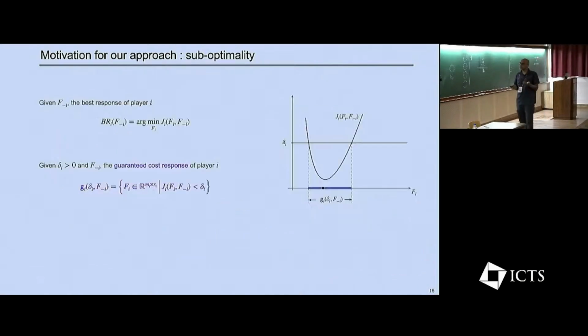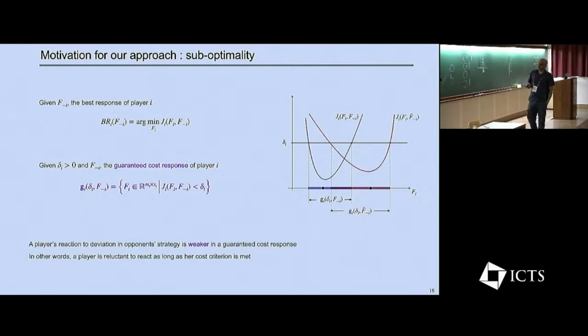But with respect to behavioral difference, the suboptimal response we talked about is a guaranteed cost response. That is, given player I's cost threshold and the opponent's strategy, player I is trying to find all feedback strategies that ensure that his cost is below this threshold delta I. Okay, so given delta I and the opponent's strategy, player I is trying to find this set.